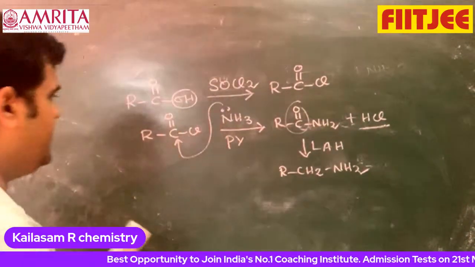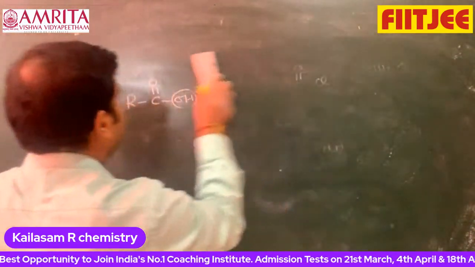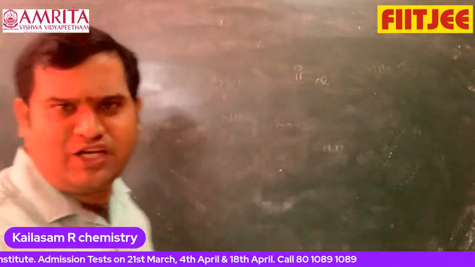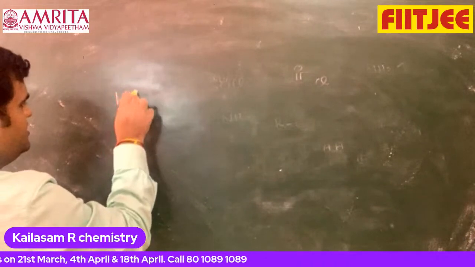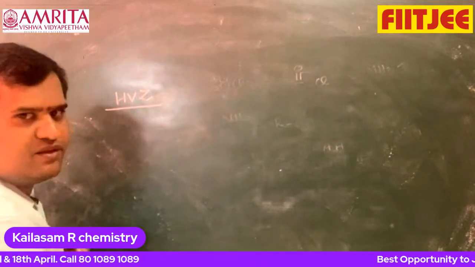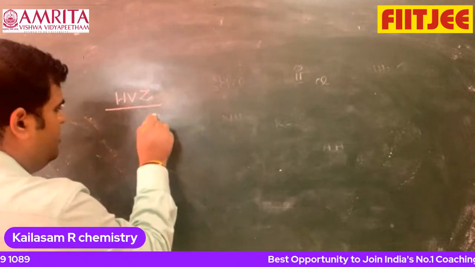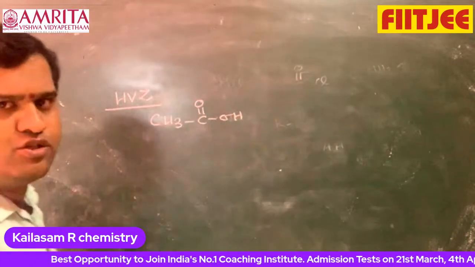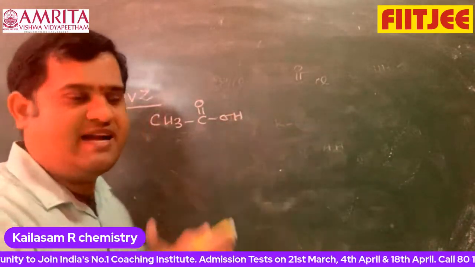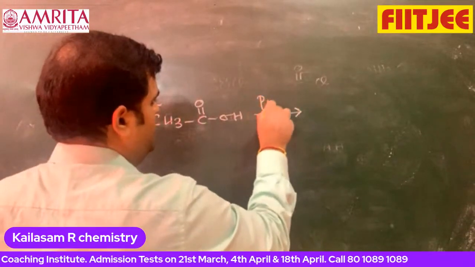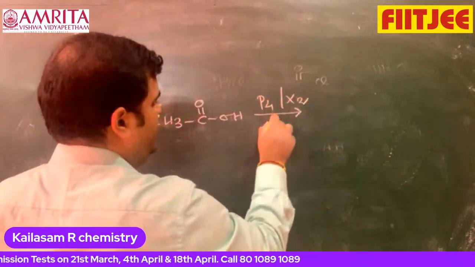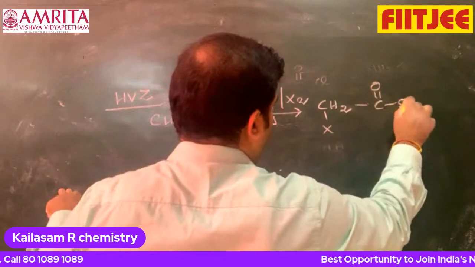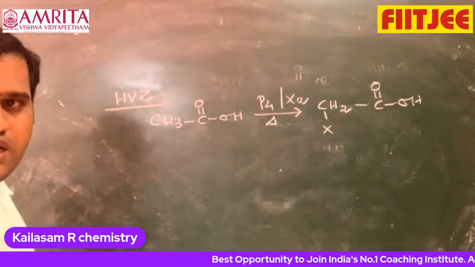Now look at the next one, a very important reaction called the HVZ reaction, Hell-Volhard-Zelinsky reaction. I am writing it as HVZ. Now, what is the condition? The carboxylic acid should have the alpha carbon having hydrogen. I can write P4 with X2 and heating. We will get CH2X C double bond O OH. It's called the Hell-Volhard-Zelinsky reaction.